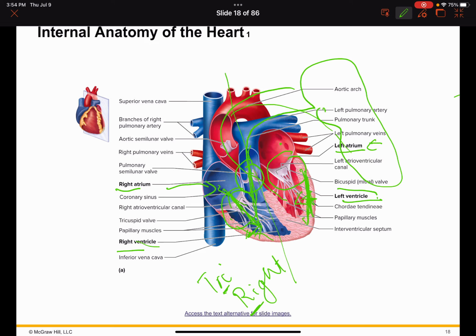Then the aortic semilunar valve, this one over here, controls the blood leaving the left ventricle to the aorta. So all of them are what? One-way direction. There is no backflow for this blood.